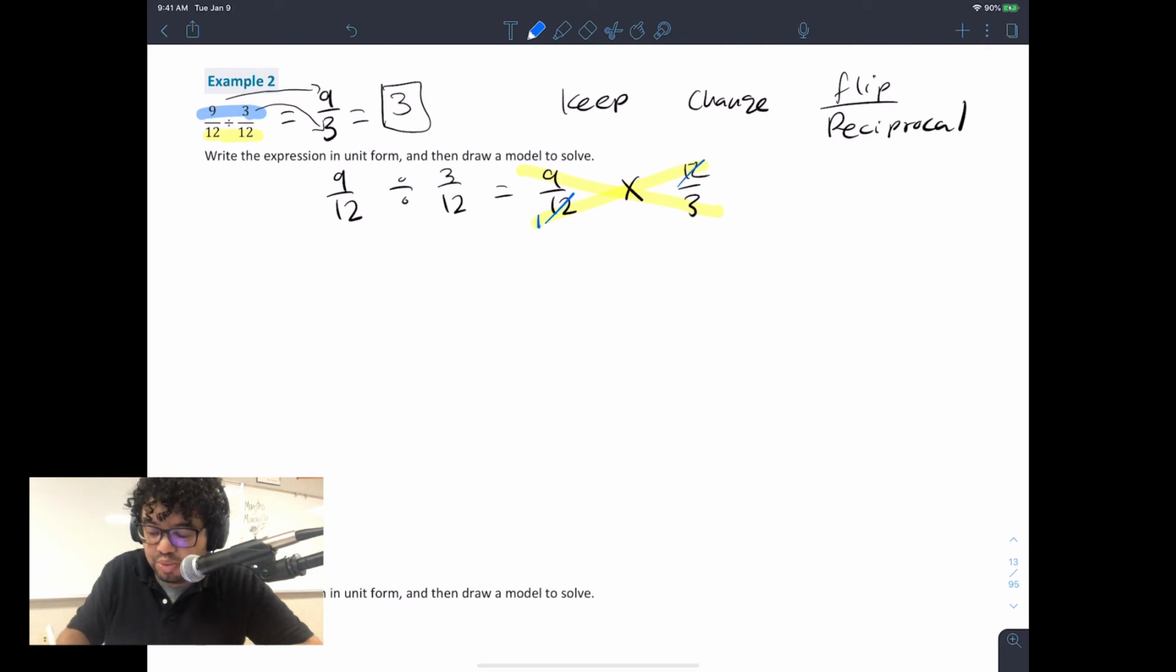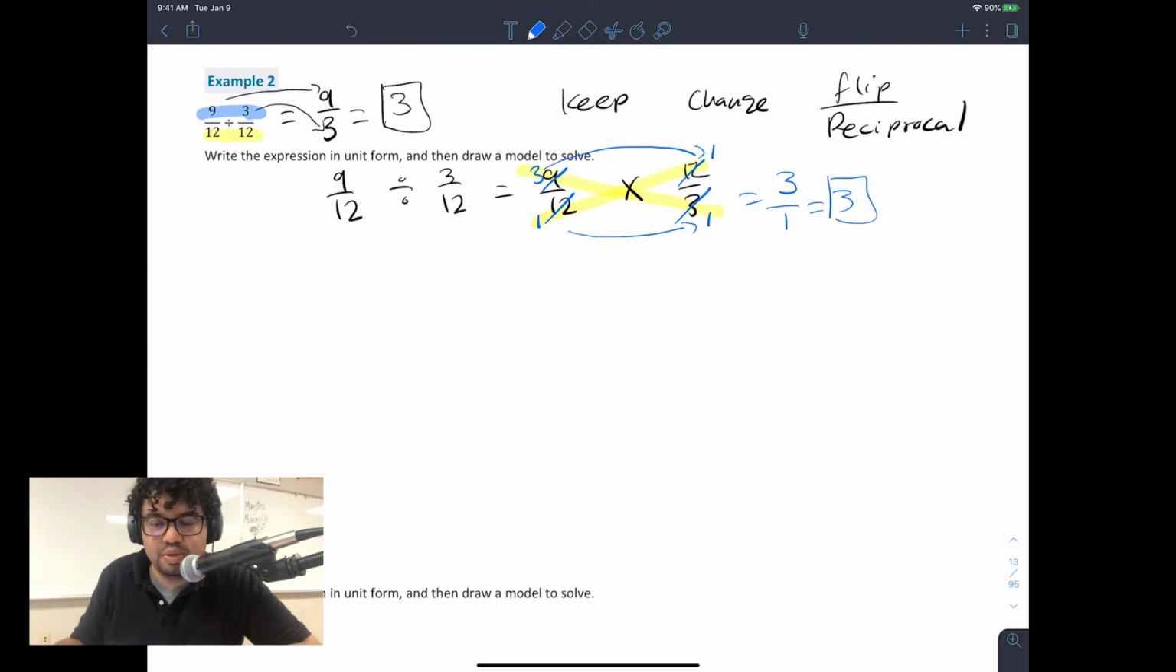That's 1. 12 divided by 12, that's 1. 3 can be divided by 3, that's 1. 9 can be divided by 3, that's 3. So then you multiply 3 times 1, that will give you 3. 1 times 1, that will give you 1. You simplify, and then your answer is 3. If we want to do a model, once again, we're going to look at the first fraction.